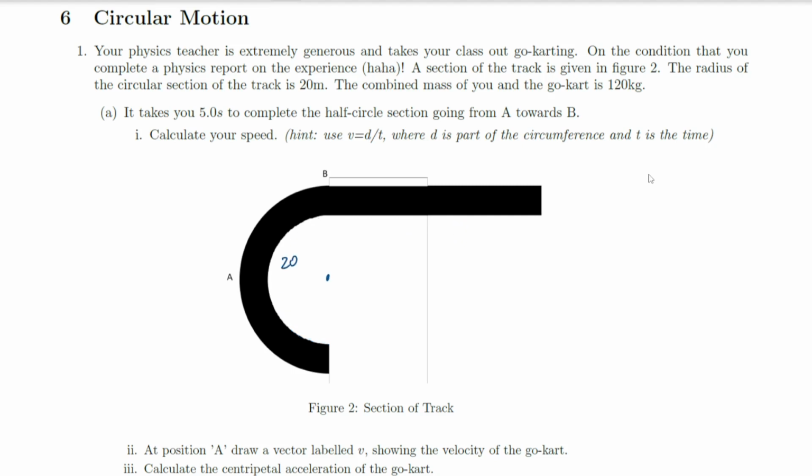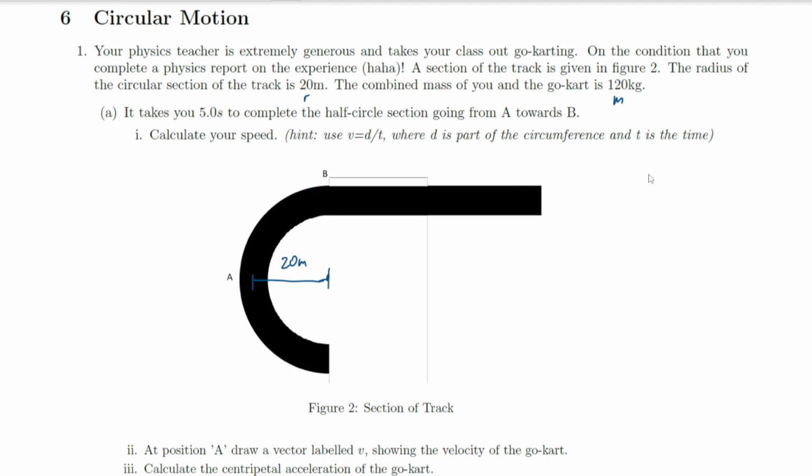So let's just put that in on our diagram. 20 meters. And the combined mass of you and the go-kart is 120 kgs. And now it takes you 5.0 seconds to complete the half circle section going from A towards B. So you're going in this direction, so clockwise. Part 1, calculate your speed.